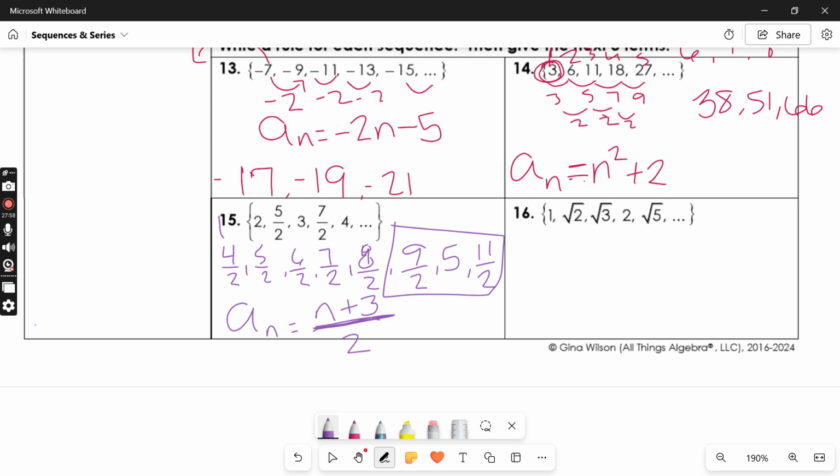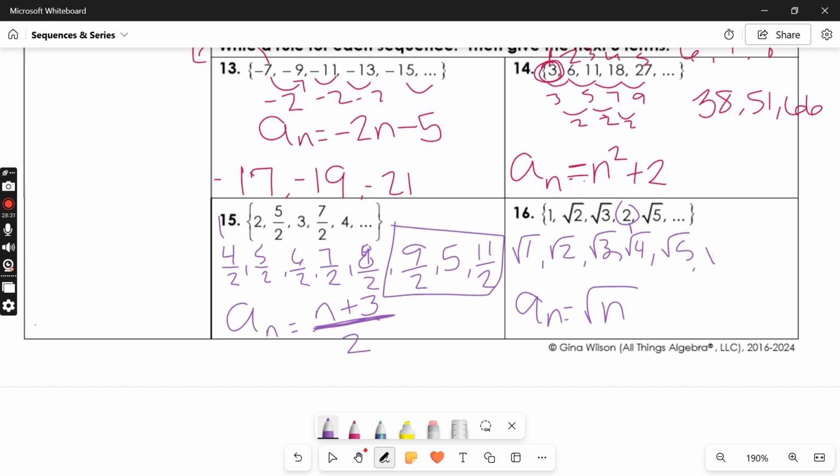Okay, 1, square root of 2, square root of 3, 2, square root of 5. Same thing. This would be the square root of 1, because the square root of 1 is 1. This is the square root of 2, the square root of 3, and then this next one is the square root of 4, because the square root of 4 is 2. That makes it a little bit easier to see our pattern here. So our pattern here for this is just the square root of our number.